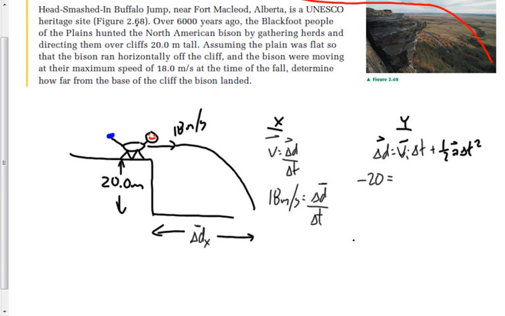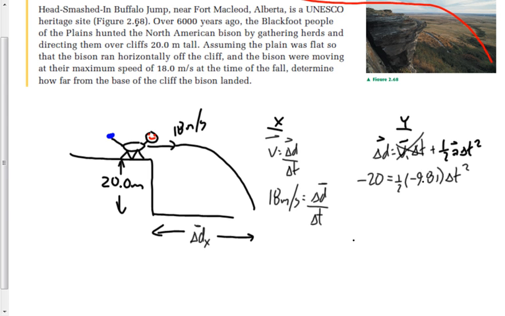What's v_i for the y component? Clearly, as this bison falls, it's going to speed up vertically, right? But how fast is it moving vertically when it leaves the edge of the cliff, Riker? 0, yeah. It's moving at 18, but it's all horizontal. None of it's vertical. So we can cross this term off. 0 times whatever the time is, 0. Vertically, the acceleration is negative 9.81 times t squared. Now we only have one unknown. Now we can solve for t here.